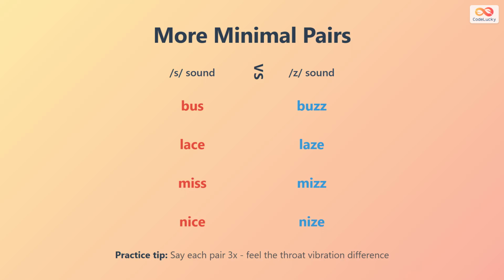As you practice these pairs, remember to use the throat vibration test. Place your hand on your throat for each word and confirm whether you feel vibration or not. A helpful practice tip: say each pair 3 times in a row. This repetition helps your mouth learn the muscle movements needed for each sound. Your brain will start to automatically recognize and produce the correct sound in the correct situation.